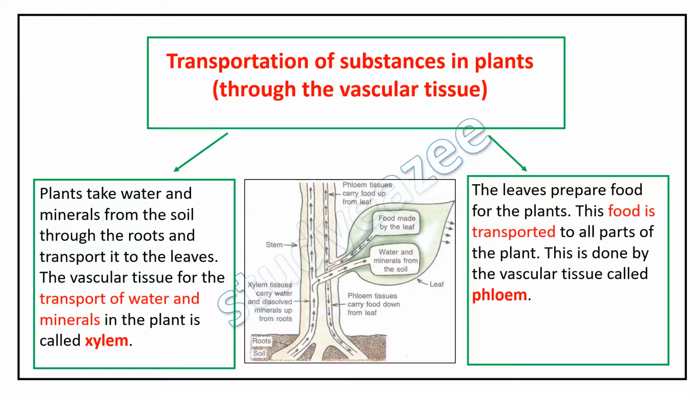Now we will see how the transportation of substances takes place in plants, which is done mainly through the vascular tissue. We all know that water and minerals are taken from the soil through the roots and the root hairs. These need to be transported to the leaves. This is done by the vascular tissue called xylem. The food which is prepared by the leaves also needs to be transported to different parts of the plant. This is done by the vascular tissue called phloem.